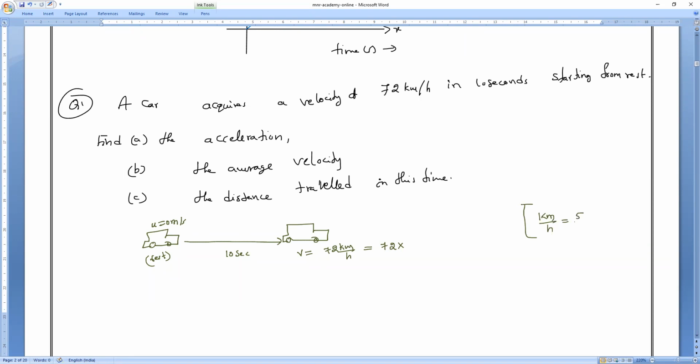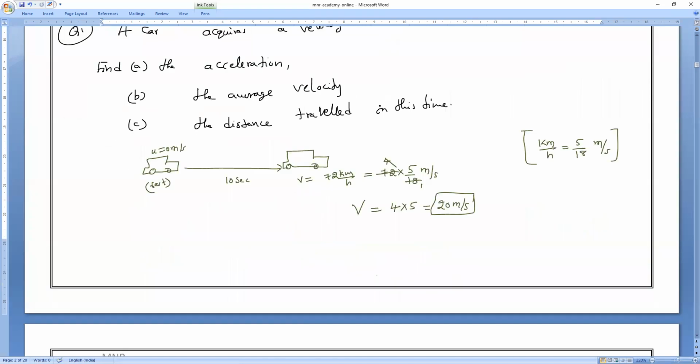How to convert it? Multiply with 5 by 18. Tell me, 18 table 5, where will it come? 72 times 5 by 18 gives 20 meter per second. That is the final velocity. Now we want to find part 1. What is it? Acceleration.